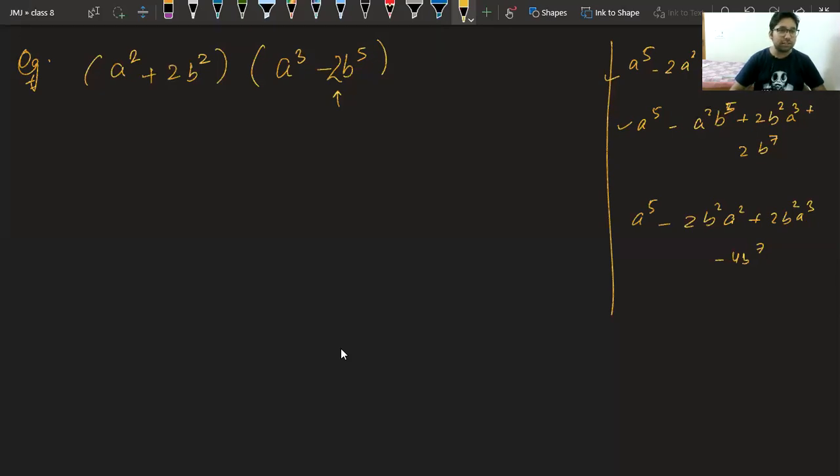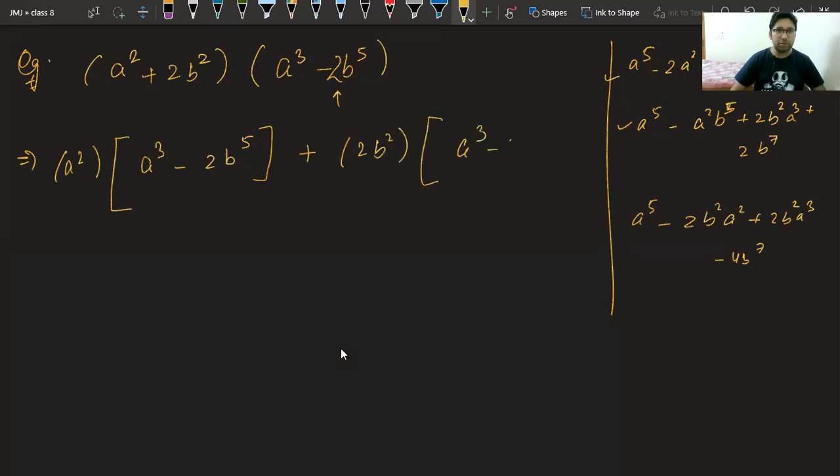Let us check whose answer is correct. Rachit is saying, okay, let us see. Same way we will distribute this one. So a square multiplied with a cube minus 2b power 5, plus 2b square bracket a cube minus 2b power 5. Now let's distribute it very easily. This into this. As bases are same, power will add. 2 plus 3 is 5. Then we have a minus sign.